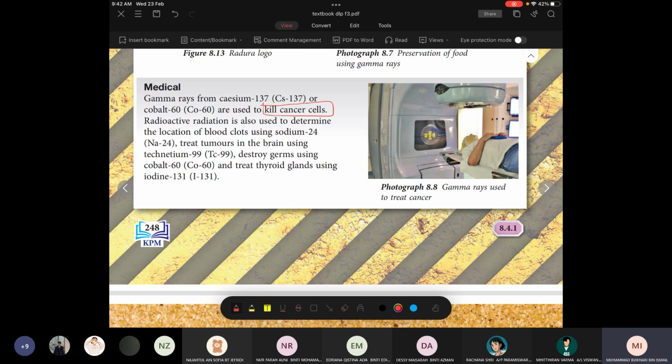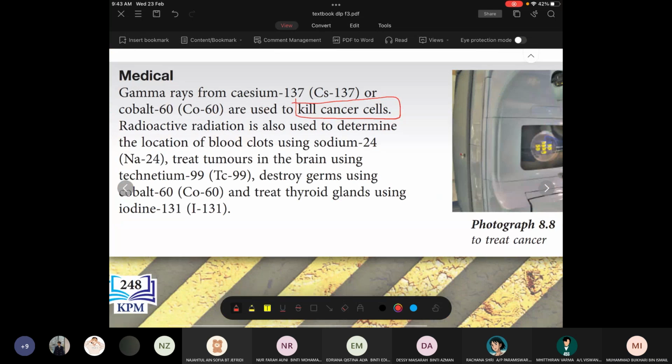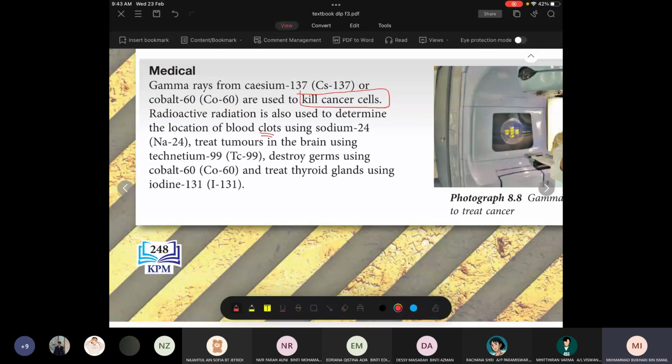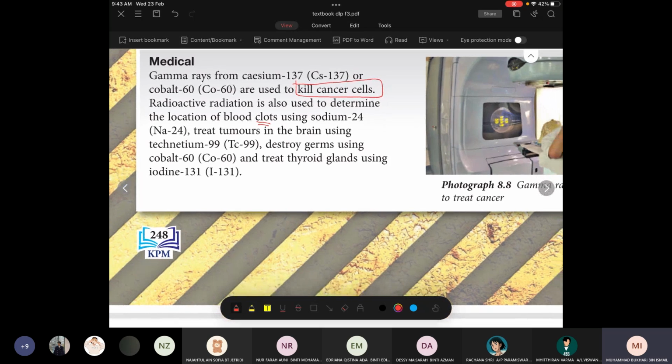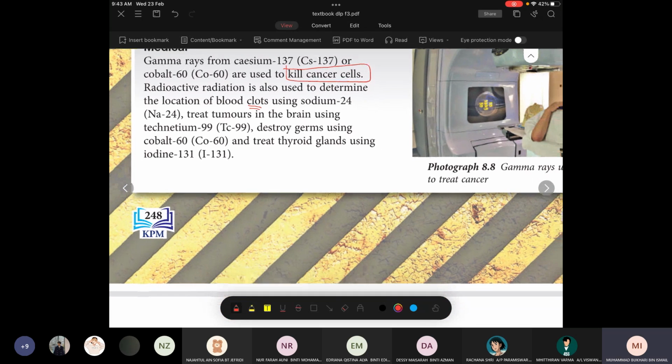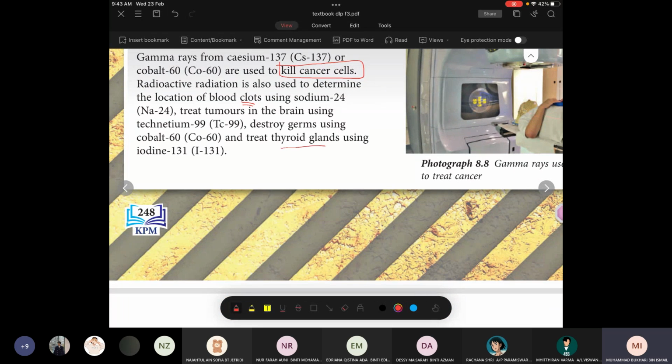Radioactive radiation is also used to determine the location of blood clots using sodium-24. You know what is blood clots? Blood clots. Okay, the next one is to treat tumors in the brain, destroy germs, and treat thyroid glands.